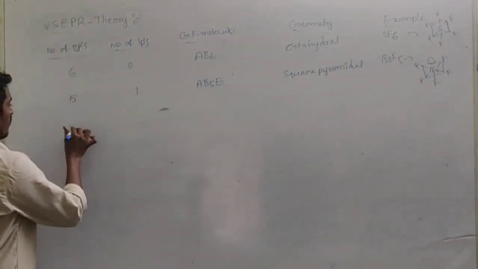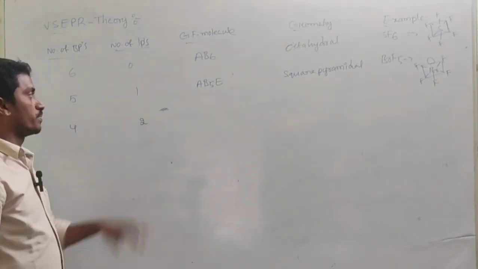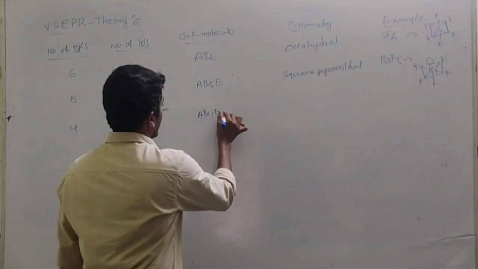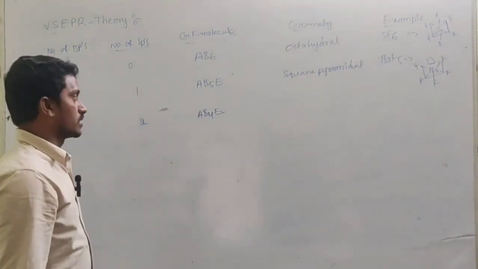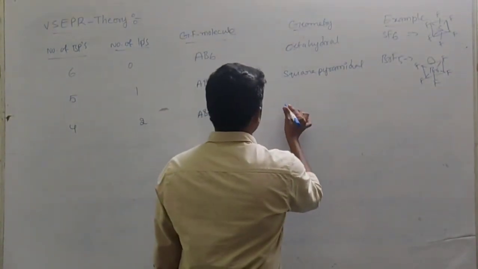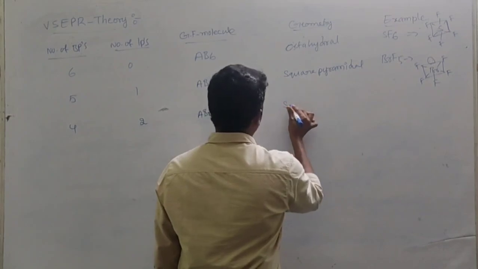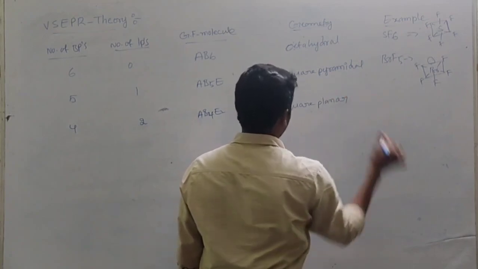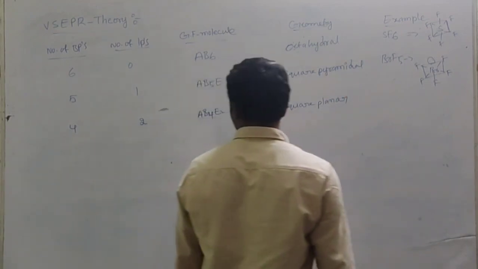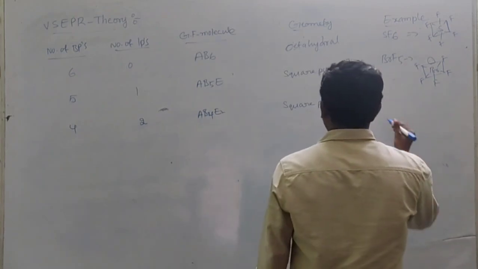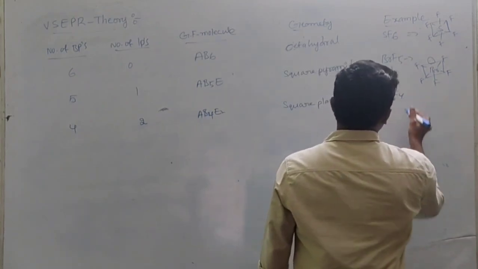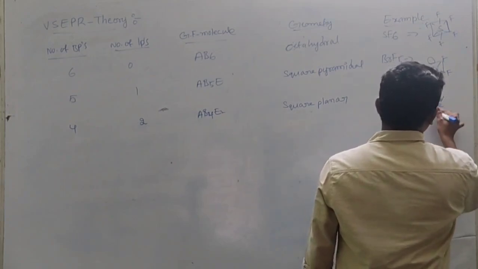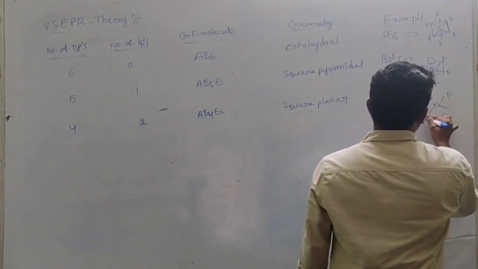So if 4 bond pairs 2 lone pairs ఉంటే దాని జనరల్ ఫార్ములా వచ్చేసి AB4E2 రాస్తాం. సో జామెట్రీ వచ్చేసి స్క్వేర్ ప్లేనార్ geometry. Example for that xenon tetrafluoride. So its structure is: xenon is the central atom and fluorine is the surrounded atom.